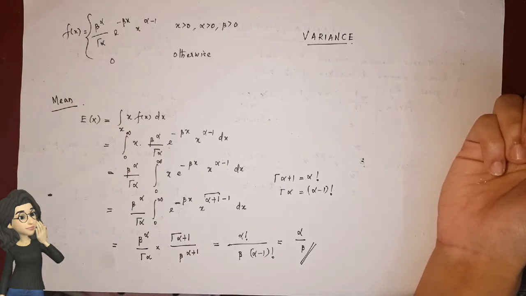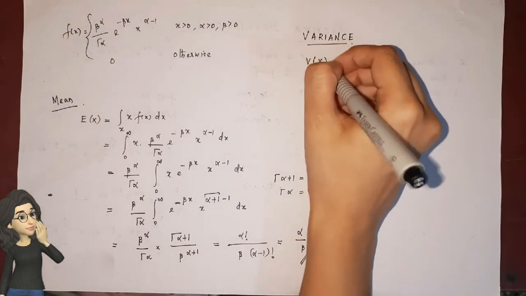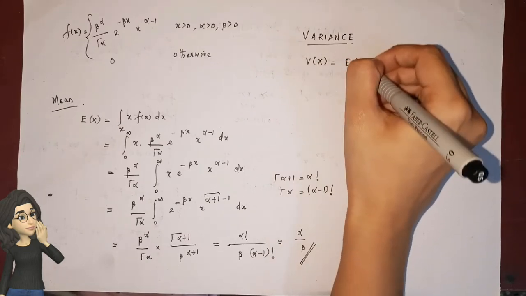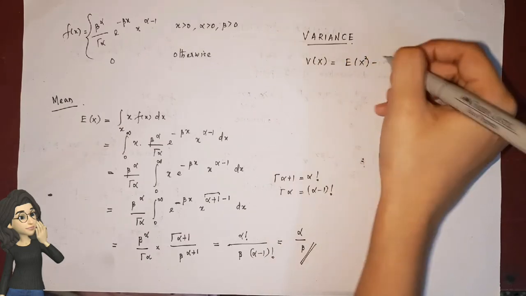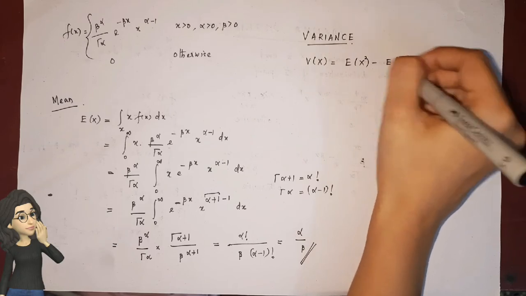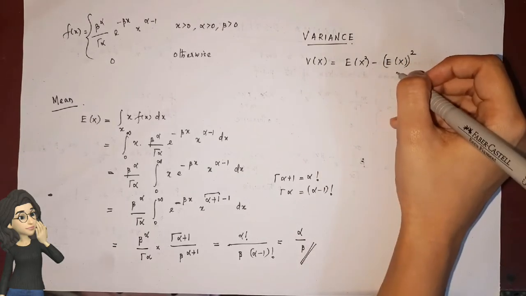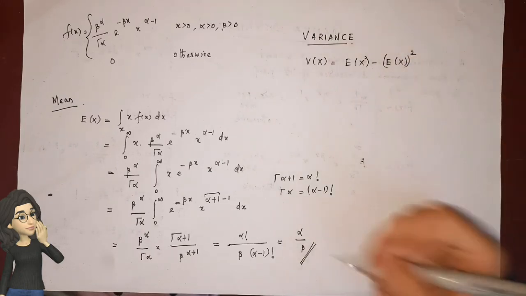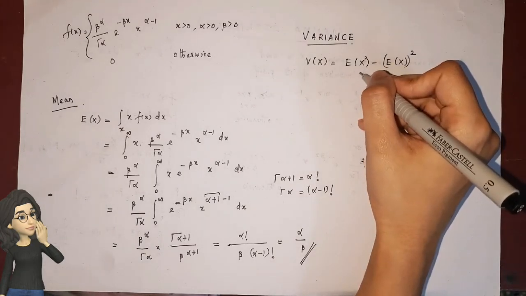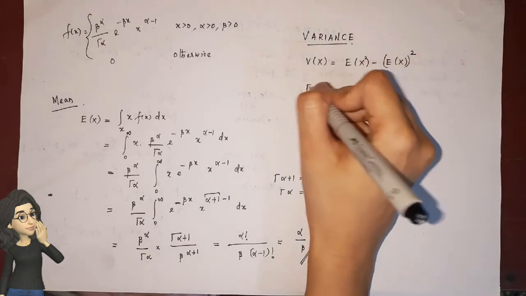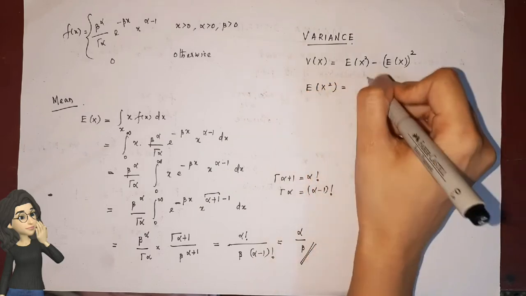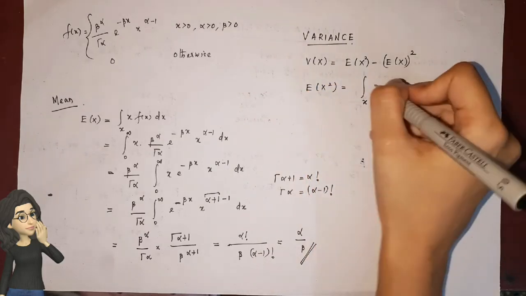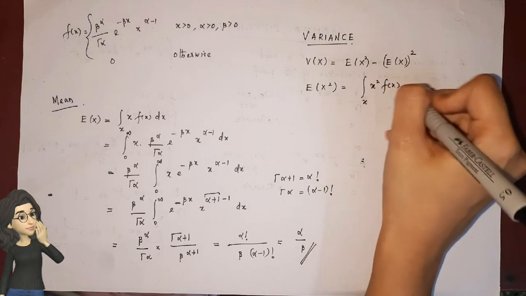Now we are going to consider the variance of the gamma distribution. To find the variance, variance of x is equal to the expectation of x square minus the expectation of x the whole square. We know the expectation of x, so we can find the expectation of x the whole square using this mean. What we require is to find the expectation of x square. So the expectation of x square is equal to the integral over the range of x of x square into f(x) dx.